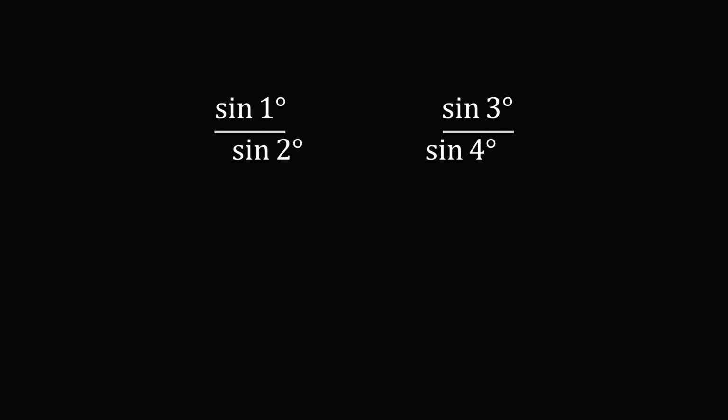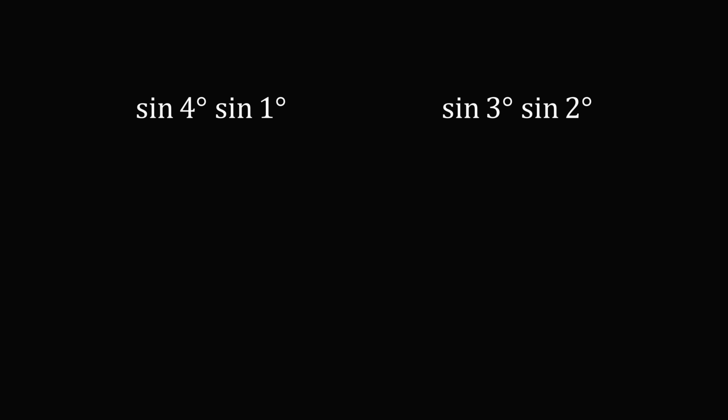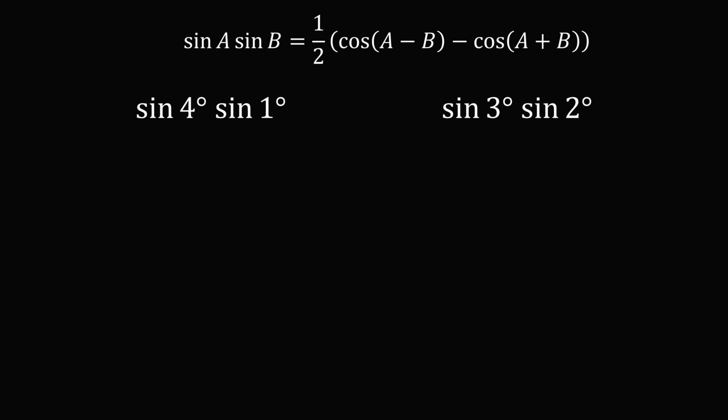So let's go ahead and do that. So the problem is equivalent to comparing the product sine of 4 degrees and sine of 1 degree versus the product sine of 3 degrees and sine of 2 degrees. So we can now use the product to sum formula. Sine of A multiplied by sine of B is equal to 1/2 of cosine of A minus B minus cosine of A plus B. So on the left-hand side, A is equal to 4 degrees and B is equal to 1 degree, so we can substitute into the formula.